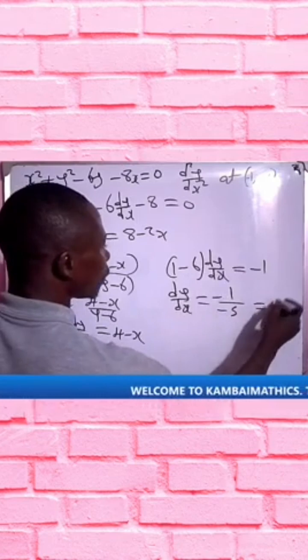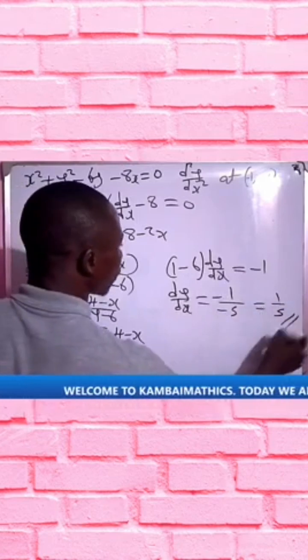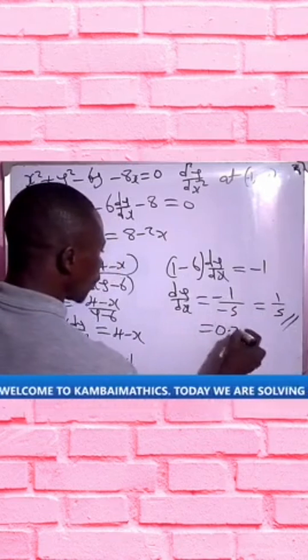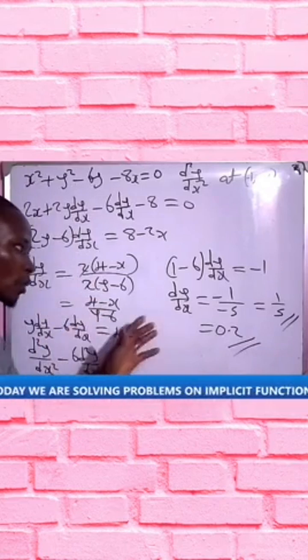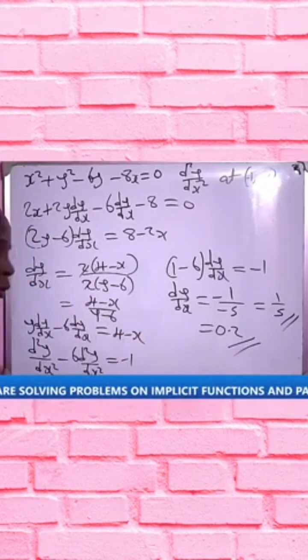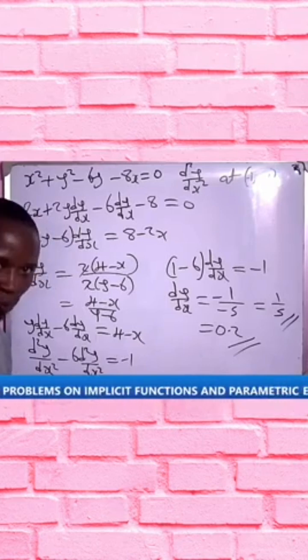And then we'll have this one to be 1 over 5, or you write it as 0.2. So this is how we express this one. There are other ways to solve this one, but I don't want to use that way. So we'll use this one to simplify it in such a way that we understand this.